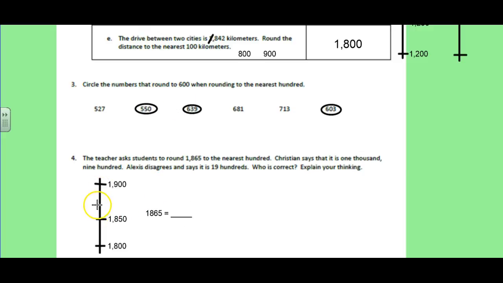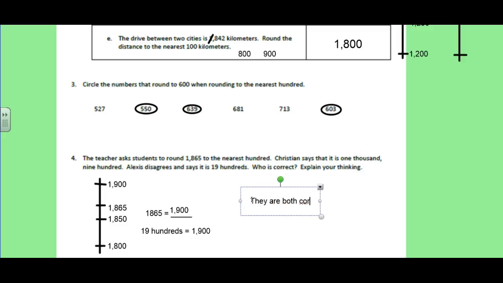Okay, so 1,865 probably goes somewhere right along in here, which shows us that it is closer to 1,900, so it is going to round to 1,900. So Christian said that it was rounding to 1,900, so we know that Christian is correct, but then it says Alexis disagrees and says it rounds to 1900s. And we've talked about this before in our review. 1900s is the same thing as 1,900. So in this case, Alexis and Christian are both correct.